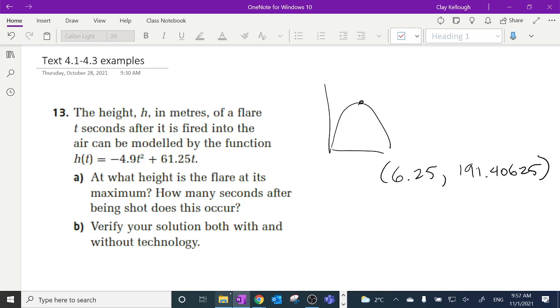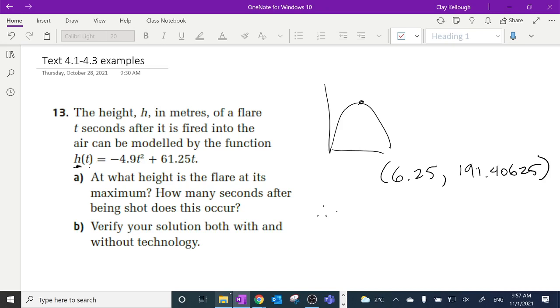Well, look at the question they asked me in A. I actually have both of those answers, which one's which. There you go. So the maximum height is y. Height is a function of time x. So this is the height answer.